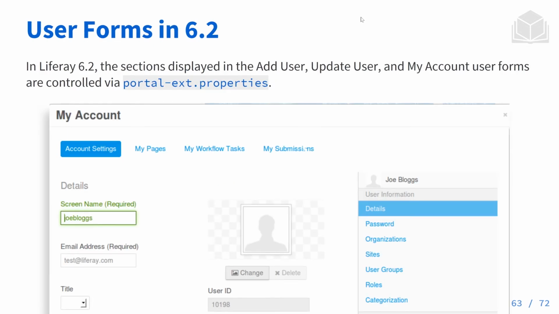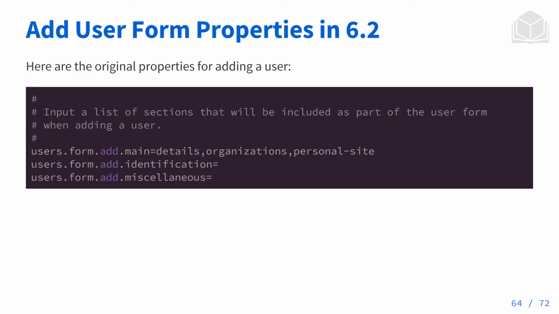All right, so let's take a look and see an example of how an Ext plugin worked back in 6.2. In 6.2, when we took a look at the user's My Account section, for example, a lot of what we saw here was controlled by portal properties. Here in portal properties, there is a specific property that we can set, or that was used, to determine what was in a user's specific sections in their My Account. So details, organizations, and so on.